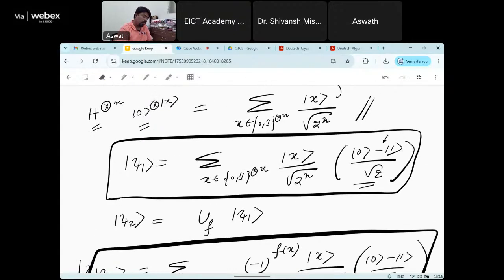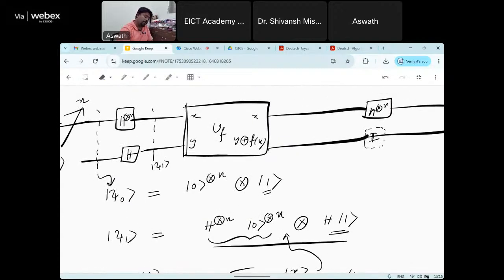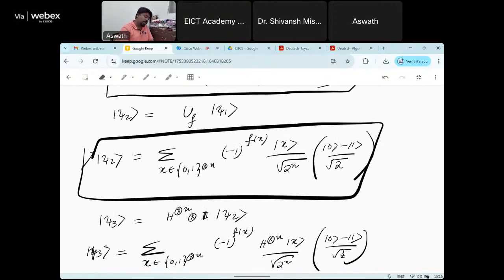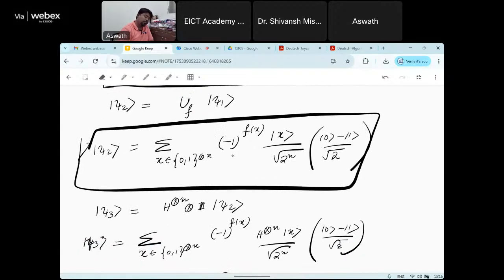Now on psi1, as per the circuit, the unitary function is applied, which gives psi2. On psi2, Hadamard only on the query part acts and gives psi3. So now let's find out what psi2 would be. Psi2 is the unitary function acting on psi1. We have seen yesterday that the unitary function acting on such a psi1 simply gives us (-1) to the power of f(x) added into the entire expression. That's all, there is not much difference.